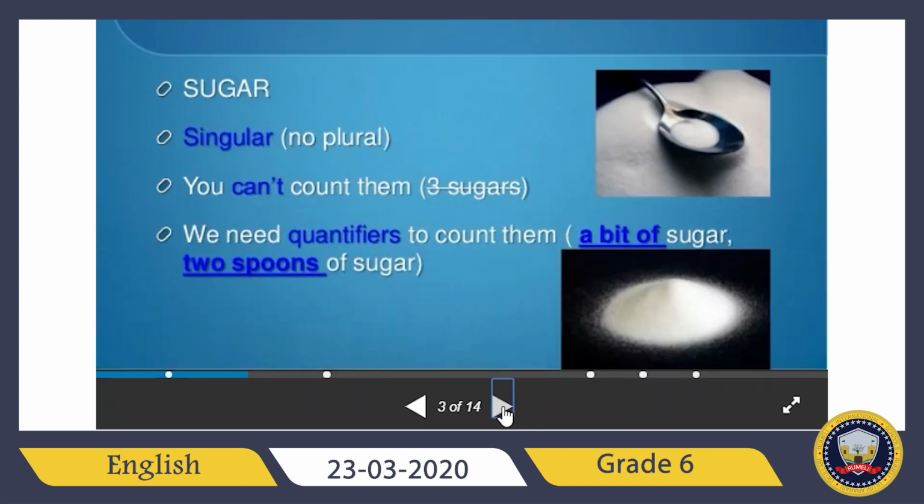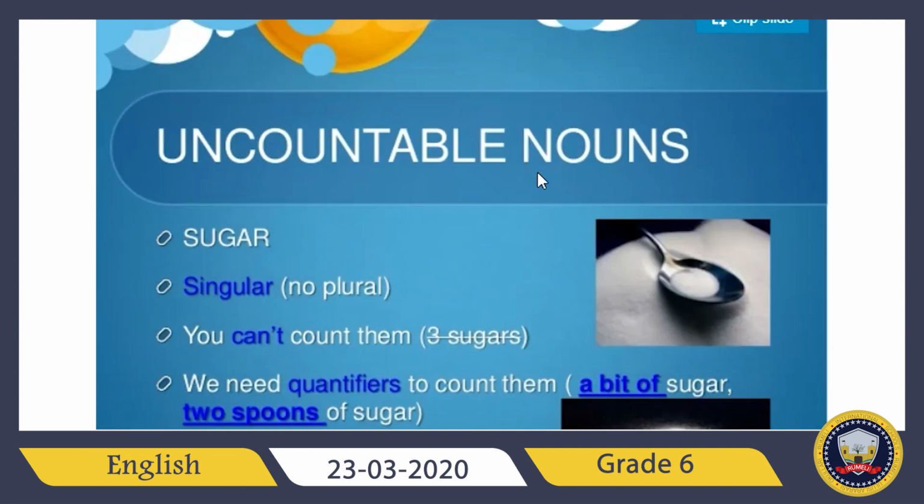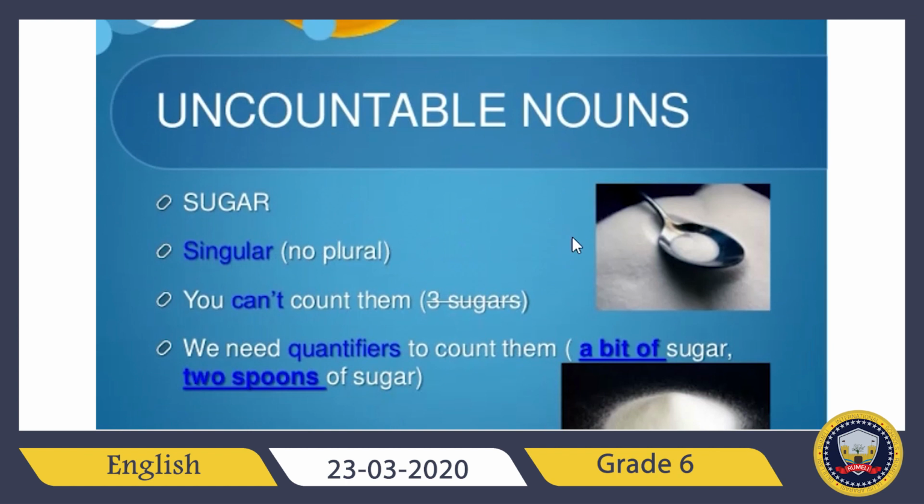Right now we go to the other slide. In this section we are going to study about uncountable nouns. Uncountable nouns are nouns that we can't count. For example, sugar. Can we really count sugar? It's almost impossible. Or water. So, for saying the uncountable nouns, we need to use specific quantifiers.